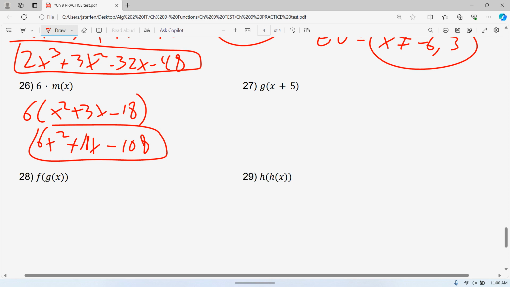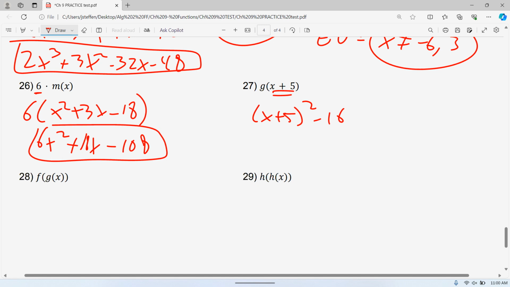The next one, so that one, I guess really we're trying to practice, or I was getting you to see, that's when it's outside your function. Since it's outside your function, you can multiply by the whole thing. If it's inside your function, you need to put that into the x of your other equation. So g. So it's going to be x plus 5 squared minus 16.